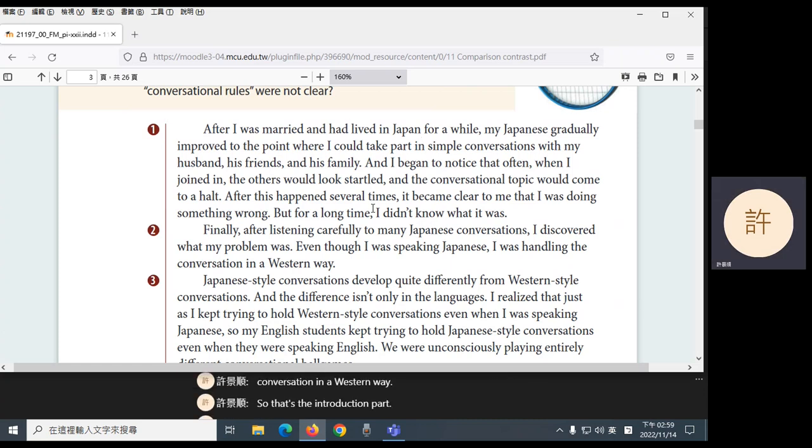Why is the author writing this essay? She wants to find out what she's doing wrong. Specifically, she's going to compare the Japanese and Western ways of conversation.